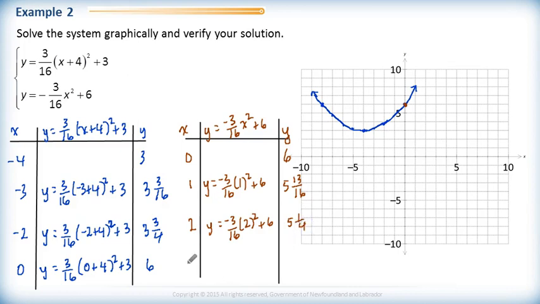Instead of using 3, I'll use 4, and here's why. I get negative 3/16. 4 squared will give me 16. So 4 squared will cancel off with the 16, leaving me with negative 3 plus this 6, which gives me 3. So I've plotted those points. 5 and 13/16 is pretty close to 6. Using my axis of symmetry, I got points on the other side of the parabola. So now I can sketch that one. So I have a point of intersection at (0, 6), and here at (-4, 3).